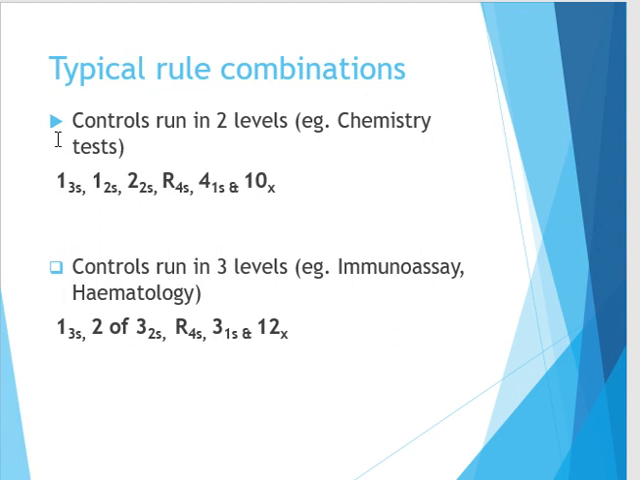For controls run in two levels, for example chemistry tests, these are the rules that we use: 1-3S, 1-2S, 2-2S, R-4S, 4-1S, and 10X. While for controls run in three levels, for example immunoassay and hematology tests, these are the rules that we use in Westgard multi-rule: 1-3S, 2-of-3 2S, R-4S, 3-1S, and 12X.